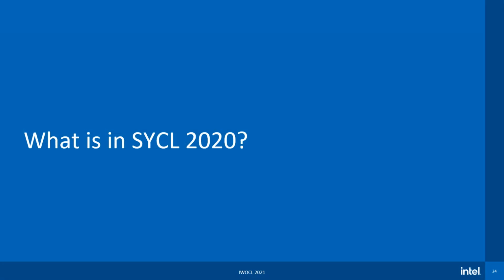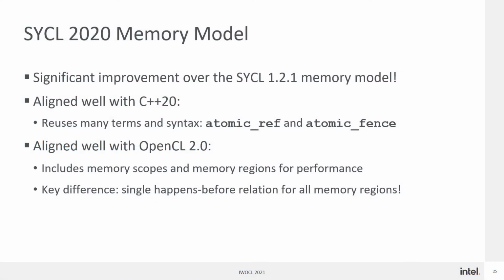So now that we have an understanding of the concepts in memory models and some of the memory model inspirations, let's take a look at what is in SYCL 2020. Fundamentally, the SYCL 2020 memory model is a significant improvement over the SYCL 1.2.1 memory model. It is aligned well with C++20 and reuses many of the terms and the syntax from C++20, including atomic_ref and atomic_fence. It's also aligned well with OpenCL 2.0.